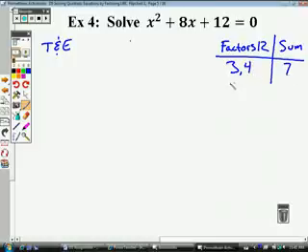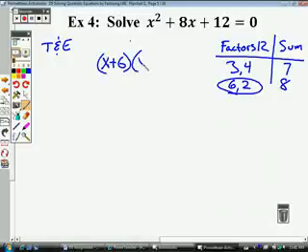That makes 7. 6 and 2 make 8. So that's my answer right there. Well, that's part of it. My answer's not 6 and 2. Watch out. It's going to be x plus 6, x plus 2.